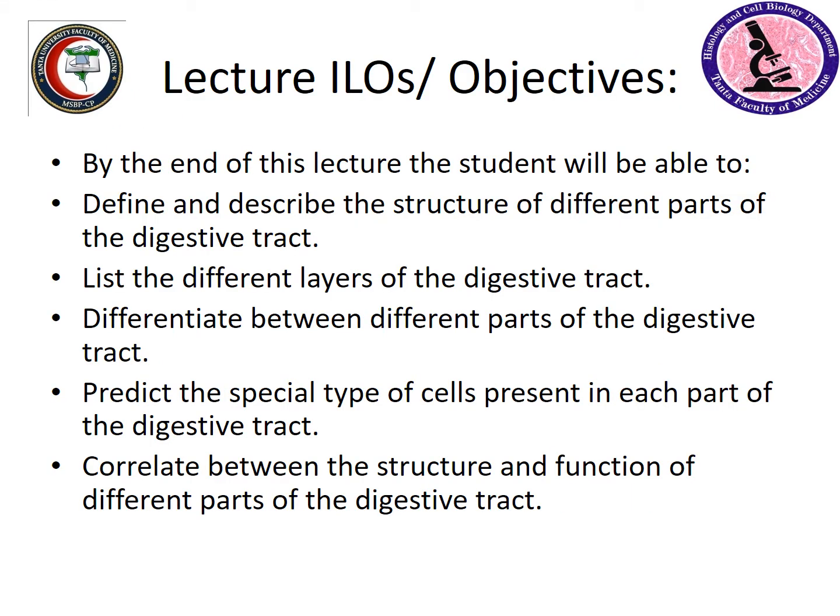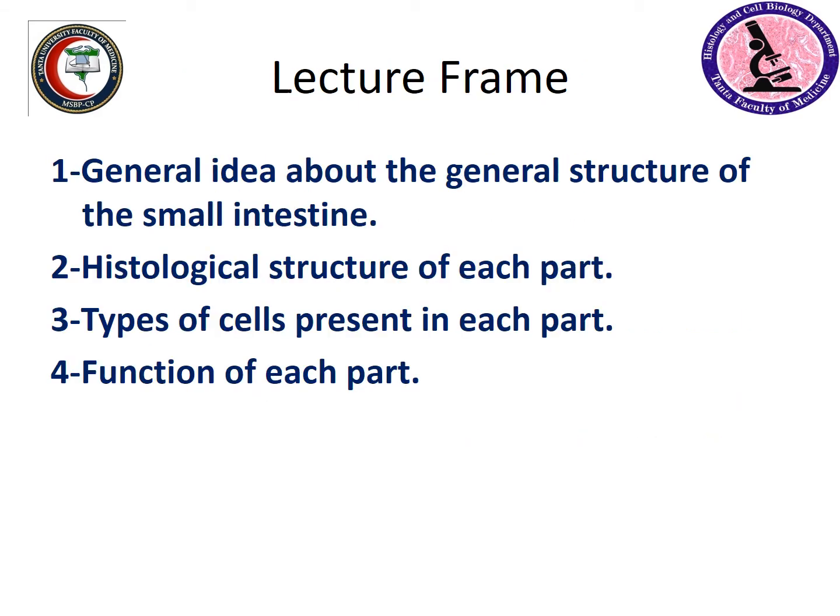اتكلمنا المحاضرتين اللي فاتوا عن General Structure of the Gastrointestinal Tract، وعرفنا إن Gastrointestinal Tract is formed of esophagus, stomach, small intestine and large intestine. واتكلمنا بالتفصيل عن histological structure of the esophagus and histological structure of the stomach.